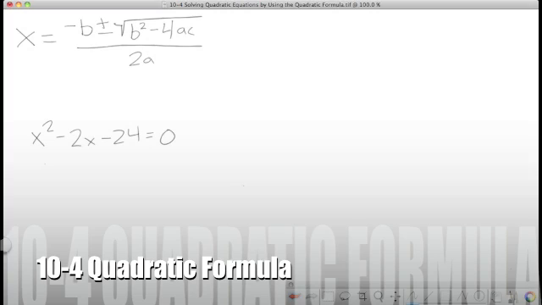Let's just talk a little about why you don't want to use the other ones and why we're learning the quadratic formula. First of all, let's talk about graphing. Graphing is a time-consuming effort. It's going to take you a while to draw the graph, to make sure everything goes, and in the long run, it's really not worth the time.